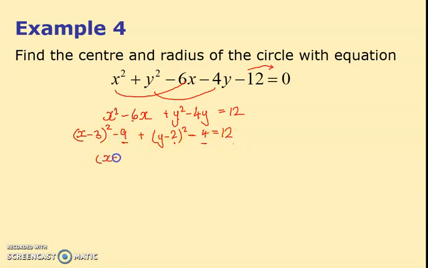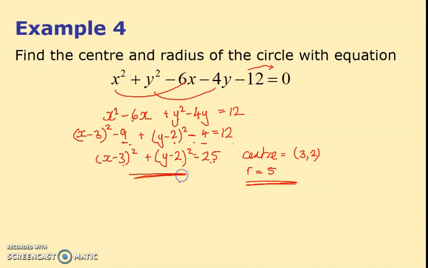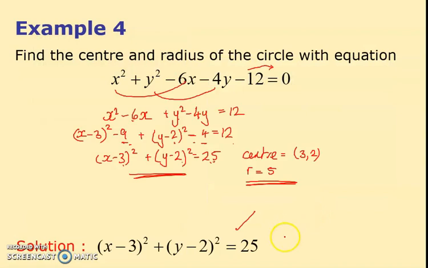And the last step really is just to move the 9 and the 4 onto the other side. So I'll get x minus 3 all squared plus y minus 2 all squared. 9 and 4 make 13. So when I move it over, it becomes a plus 13, which gives me 25. Alright, so what does it want? It wants the centre and the radius. So I think the centre is 3, 2. Notice I changed the signs. The radius, well, r squared is 25, so the radius is 5. So those two things you're after, and there's a method mark for these last two bits. And the equation is right. Oh, that was it. I just forgot to write that down.